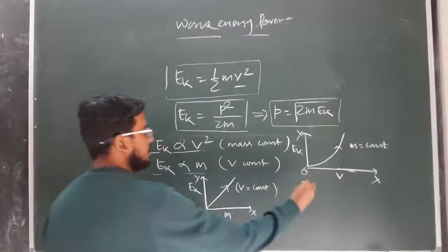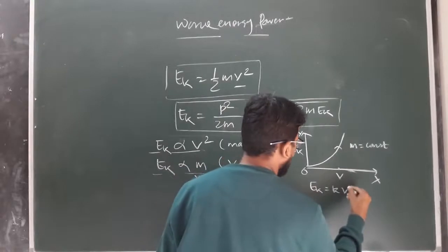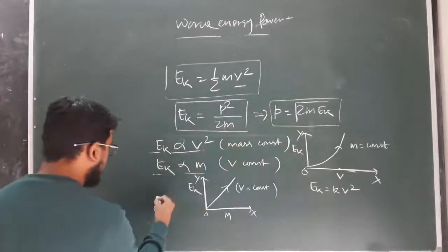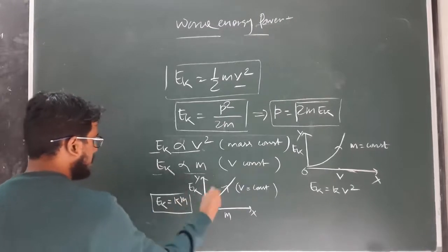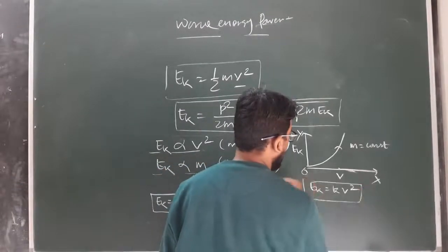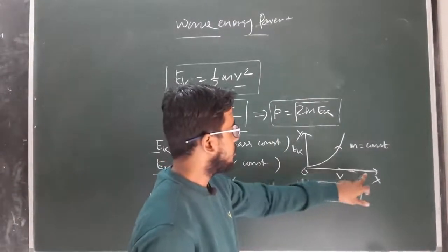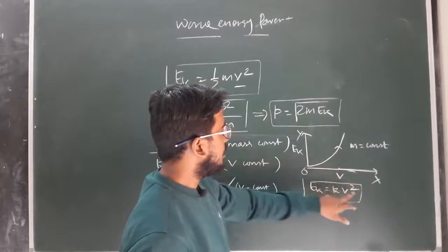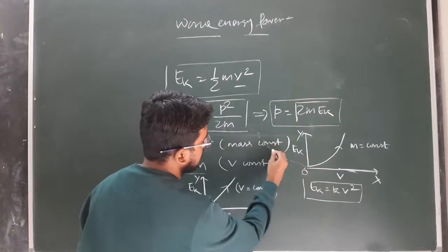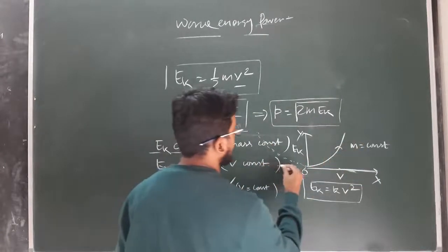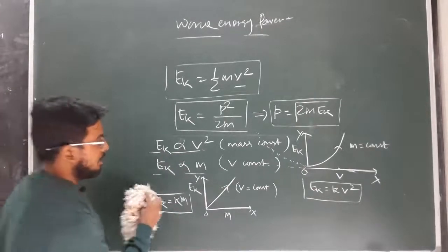Clear? Here the kinetic energy can be written as some constant k into v square, and here the kinetic energy can be written as some constant k into mass. So this is a linear equation, and this expression will be the equation of a parabola. If we take v along the x axis, then for both positive and negative values of v, the kinetic energy will be positive, so the graph will be like this. It is symmetric about the y axis. Clear? You have to remember the graphs.